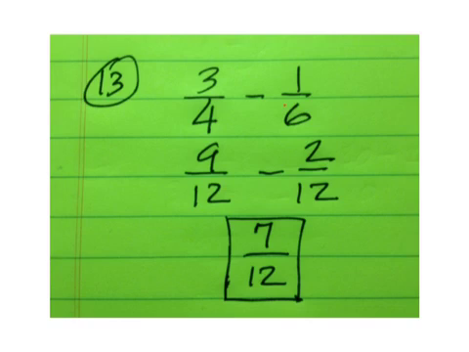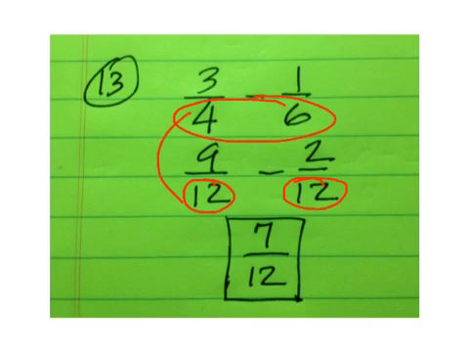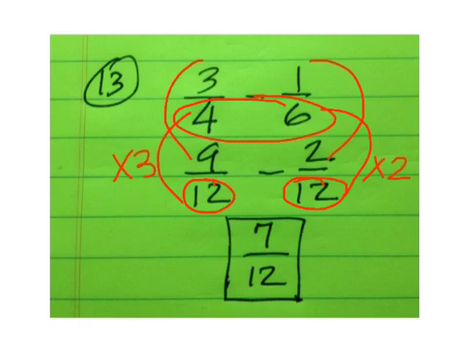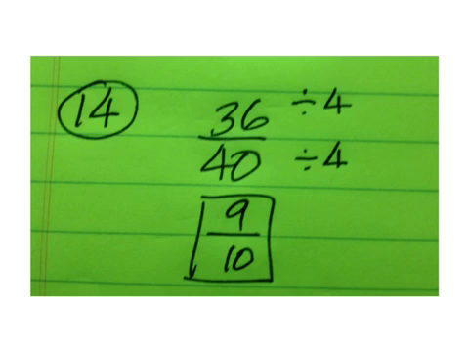13, the least common denominator between these two is 12. So I had to multiply by 3 and then by 2 over here. So 3 times 3 is 9. 1 times 2 is 2. Subtract to get 7 over 12. Then on 14, the highest number is 4 that goes into both.